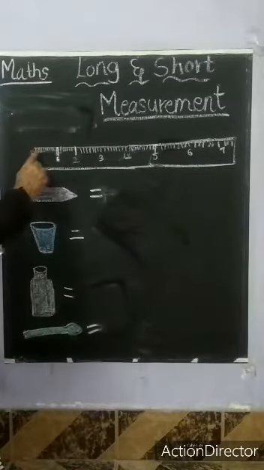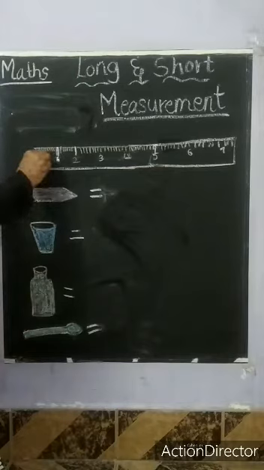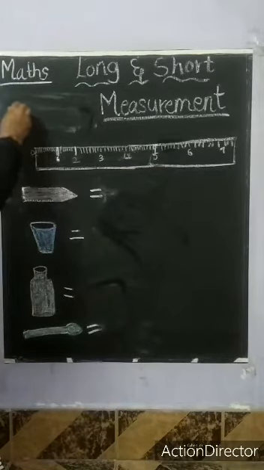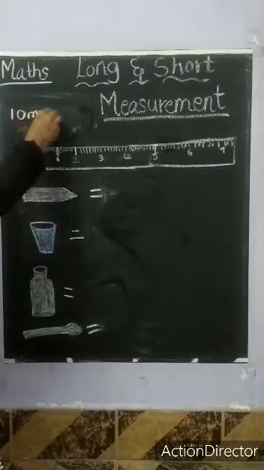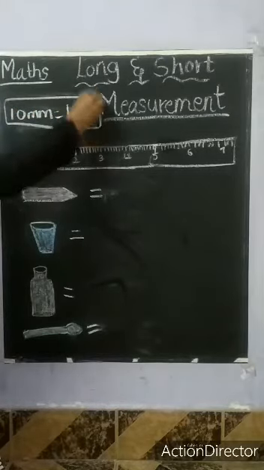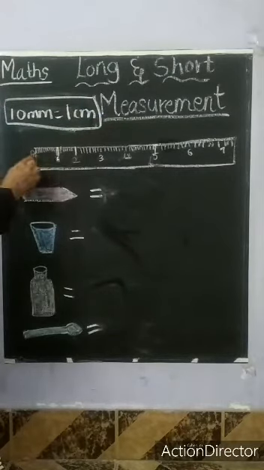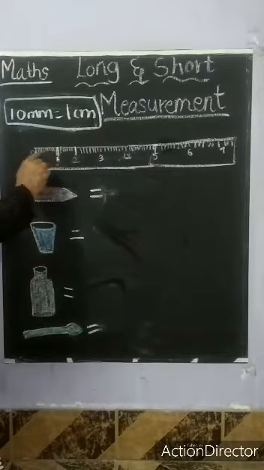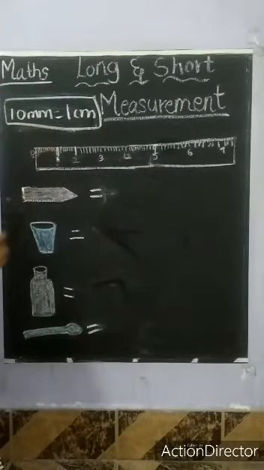So 1, 2, 3, 4, 5, 6, 7, 8, 9, 10. Here we have 10 lines. That is a millimeter line. So 10 millimeters is equal to 1 centimeter. Students, between 0 and 1 is a centimeter, and the 10 lines in between are millimeter lines.